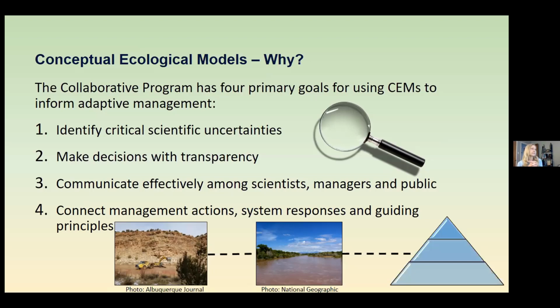And then finally, number 4, this is from more of an administrative or programmatic sort of perspective, and very near and dear to my heart with my position on the program support team, is connecting management actions, system responses, and those guiding principles that I mentioned to you yesterday. That's what the little pyramid represents here. So being able to link all of those pieces of the puzzle is very important for that iterative learning that I mentioned about adaptive management.